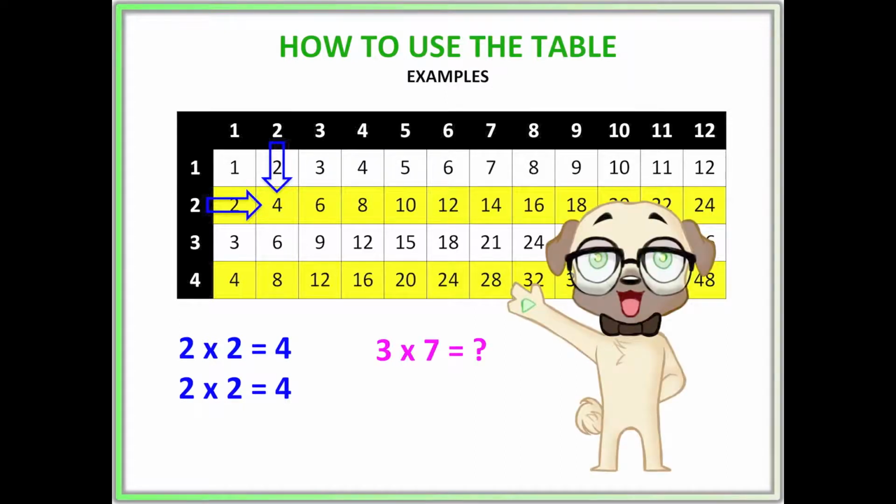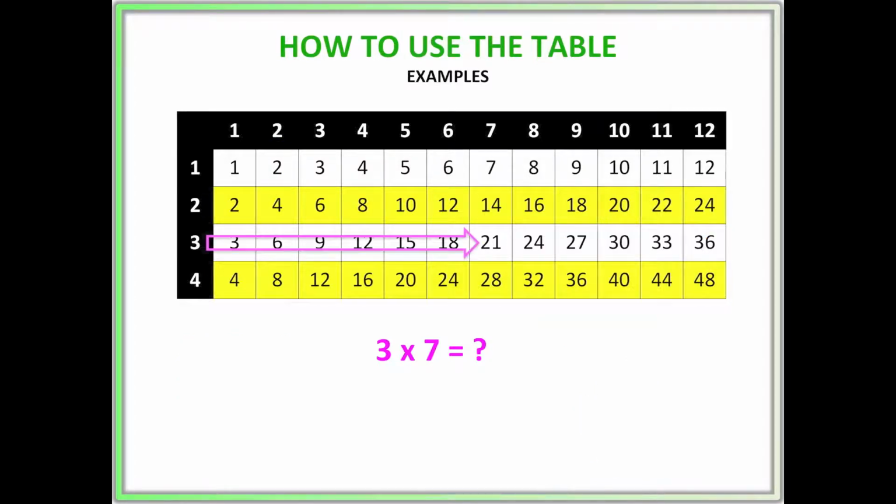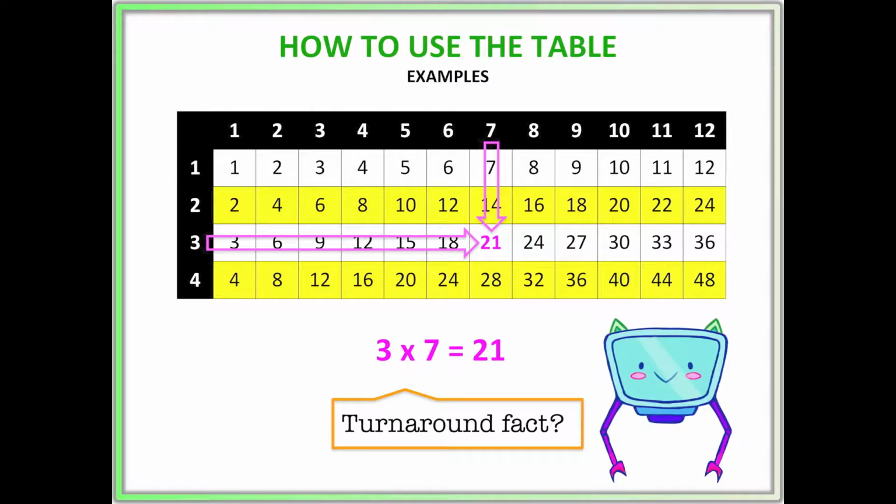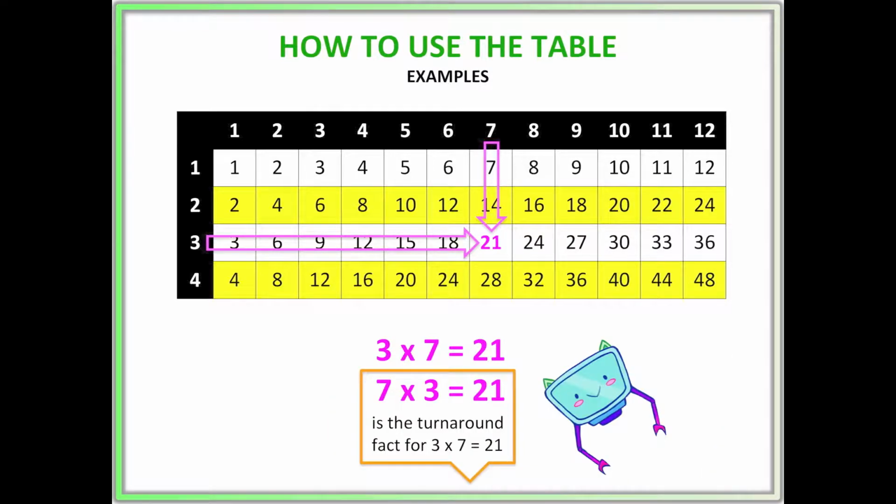Let's try another one. 3 times 7. We'll start with the first column this time. Look for the 3, and then look at the top row for 7. Where do they meet? 21. What is the turnaround fact for 3 times 7? You just need to switch the factors. So you get 7 times 3. The order of the factors changed, but the product is still 21. You can double check by using the table.